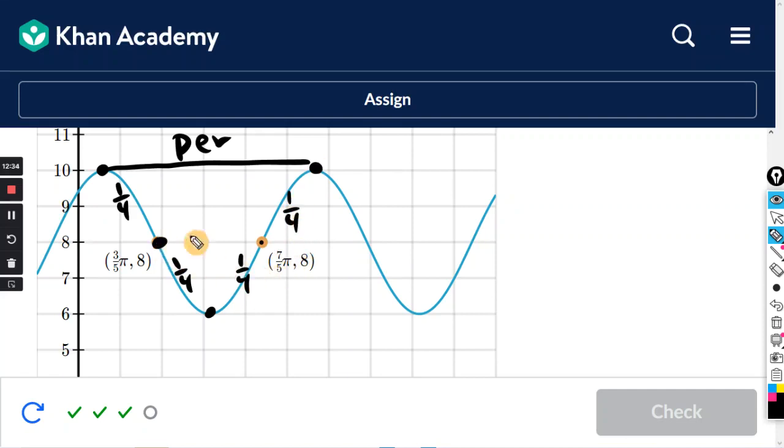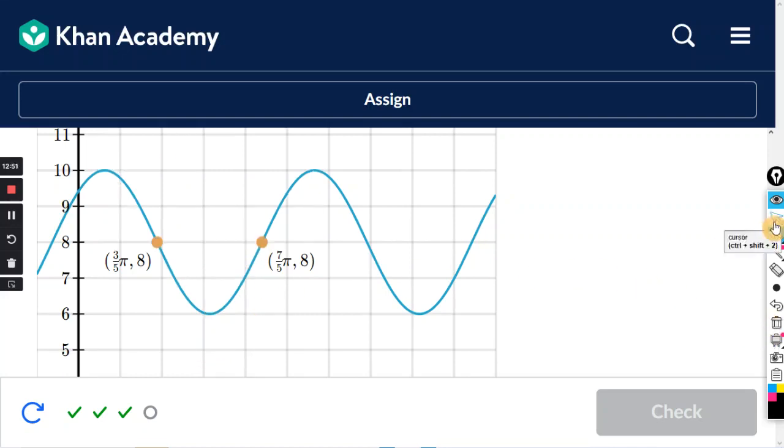So if we go from here to here, we have 1/4 and 1/4. So that distance right there is just half of the period. All right, so if we find this distance here, we can just multiply it by 2.